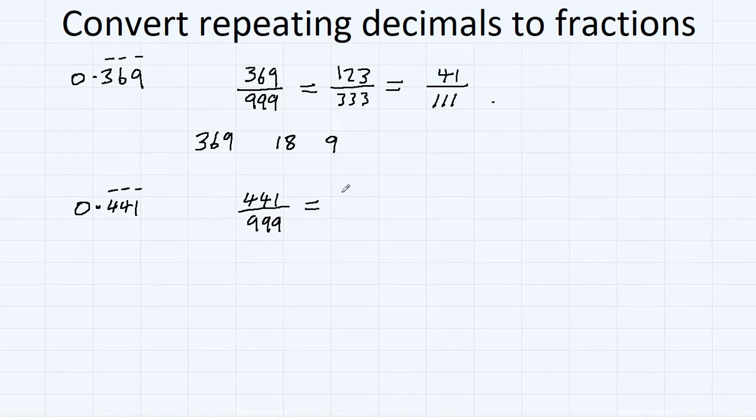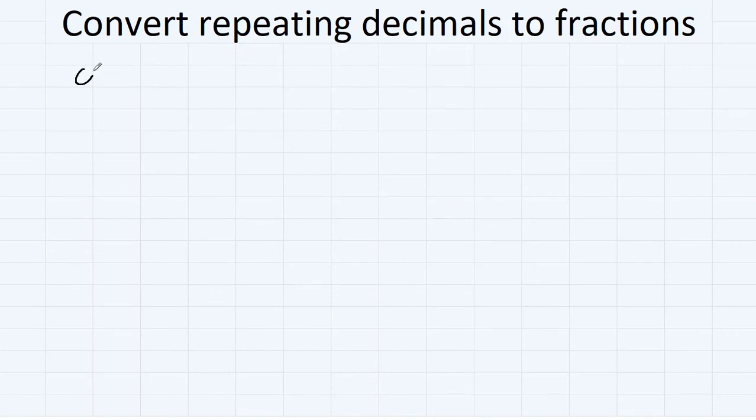So, dividing that by 3, we get 147. Dividing the bottom by 3, we get 333. Just checking the top again, 1, 5, 12, so that's divisible by 3 again. So 3 into 14 goes 4, and then 3 into 27 goes 9, so it becomes 49 over 111. And that's our final answer. Okay, how would you do this one?